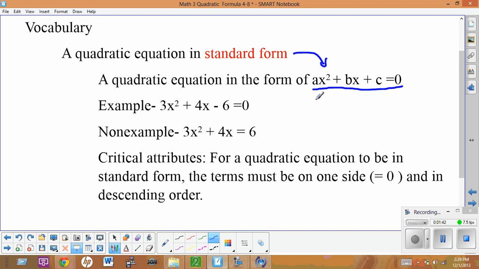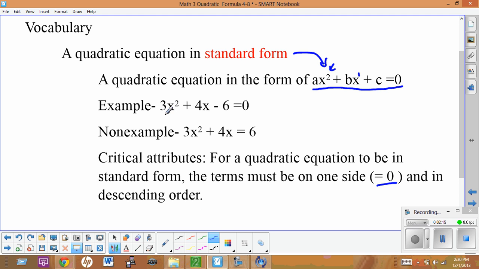Remember, standard form has all the terms on one side, set equal to 0. It's also in descending order. If we look at the exponents, they descend down. This one starts at 2, this one's at 1, and this one we can say at 0. It's our constant. So 2, 1, 0. It's descending. So critical attribute for a quadratic equation to be in standard form is all the terms must be on one side, set equal to 0, and in descending order.